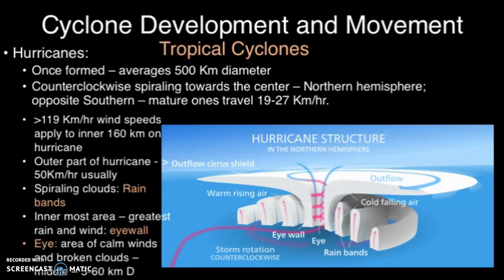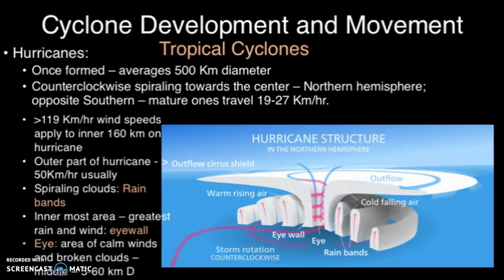All right, so now we're going to talk about hurricanes themselves. So remember that a hurricane forms from a tropical storm, which in turn forms from a tropical depression, and a tropical depression from a tropical disturbance. All right, so a hurricane, once it is formed, averages somewhere about 500 to 600 kilometers in diameter.